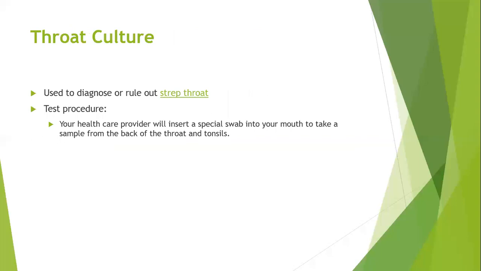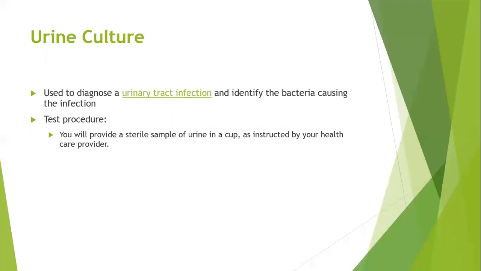Now we have a look at how they take these samples from the particular areas of the body. For the throat culture, they insert a special swab into the mouth to get a sample from the back of the throat. It is a kind of stick used to take a sample from the area where other instruments cannot easily reach. Then urine culture tests are done in cases in which the person is suspected to have an infection in the urinary tract.